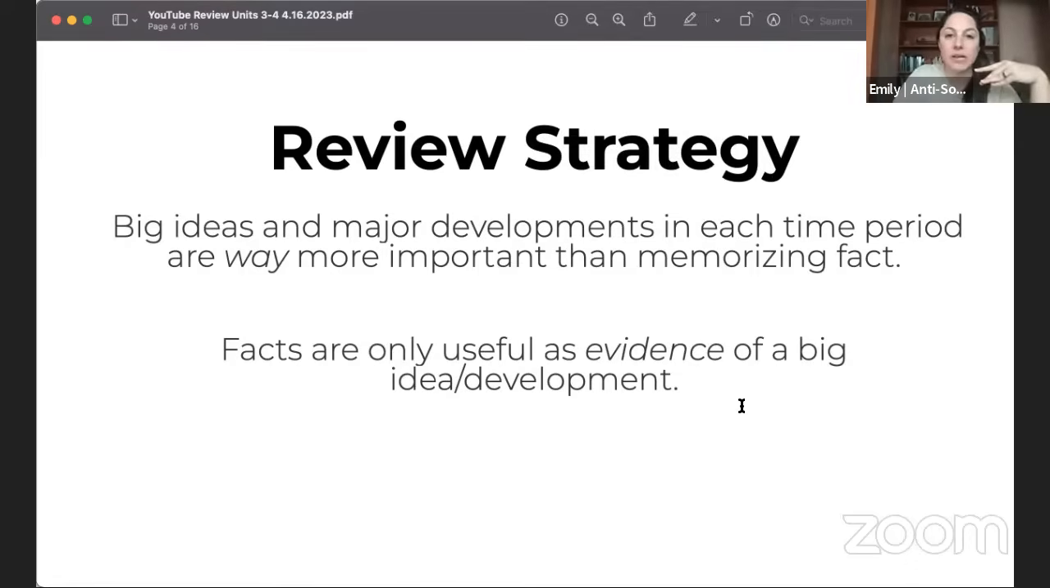If you just memorize as many terms as possible, it's actually not as useful to you. If you're going to memorize something, again, I would memorize the eras and what the major developments are in those eras, which is what I'm going to do in this review.